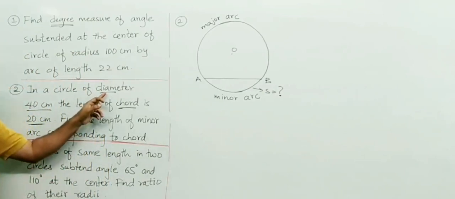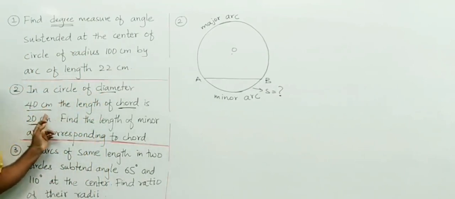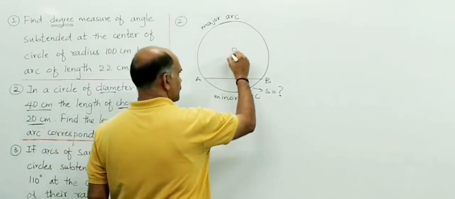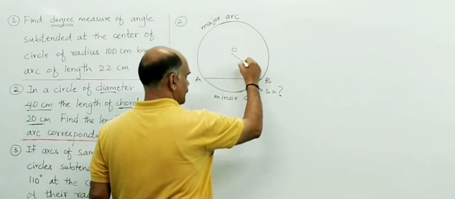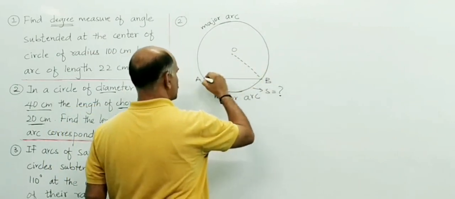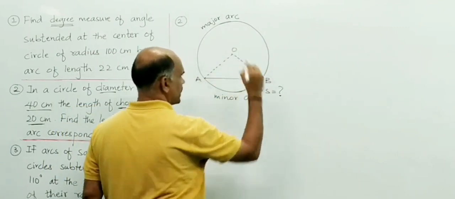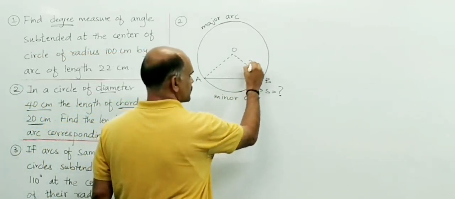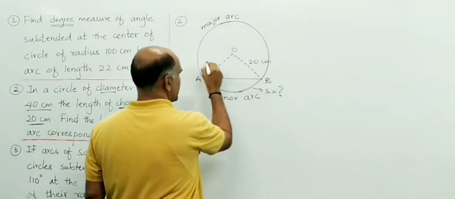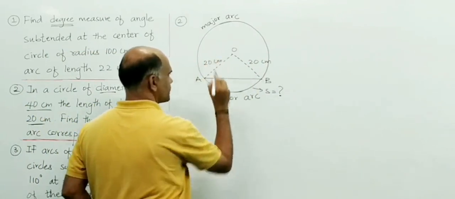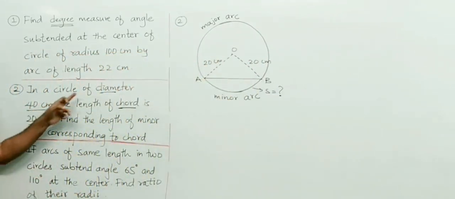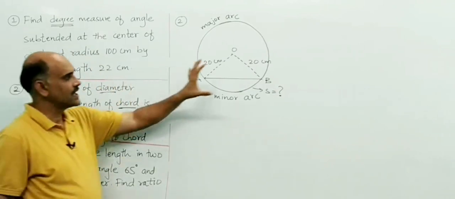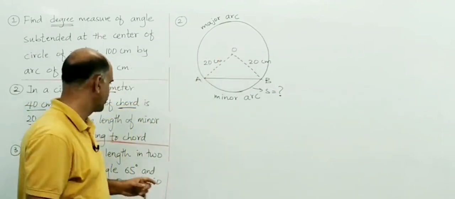Now he says diameter is 40 centimeters, which means radius will be 20. So if I join this, OA and OB are radius. So this is 20 centimeters and this is 20 centimeters. Correct, students? Because diameter is 40, radius is half the diameter.